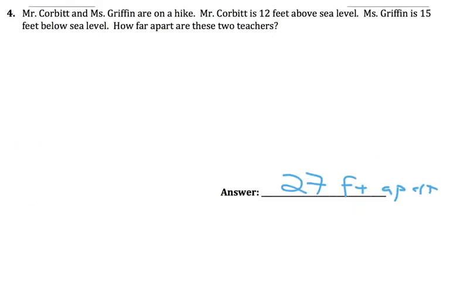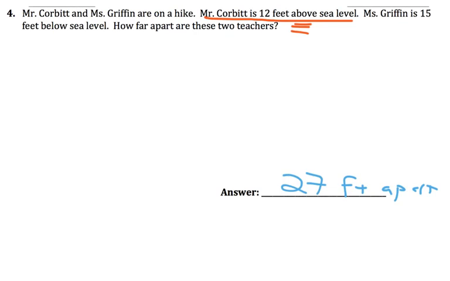Alright, so here's where you really need to read carefully and make sure that you know what the problem is asking. This problem says Mr. Corbett and Ms. Griffin are on a hike. Mr. Corbett is 12 feet above sea level. Ms. Griffin is 15 feet below sea level. How far apart are these two teachers? So if we break this up, we have Mr. Corbett is 12 feet above sea level.